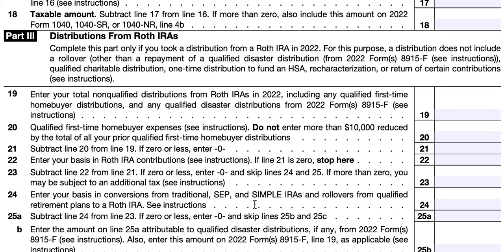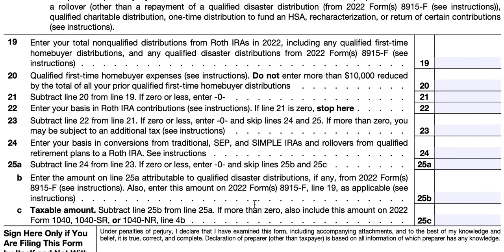In line 24, you'll enter your basis in Roth conversions from traditional, SEP, and SIMPLE IRAs, as well as rollovers from qualified retirement plans into a Roth IRA. And then on line 25A, you'll subtract line 24 from line 23. If this number is 0 or less, then you'll skip the rest of the form. If this number is still positive, you'll go to line 25B.